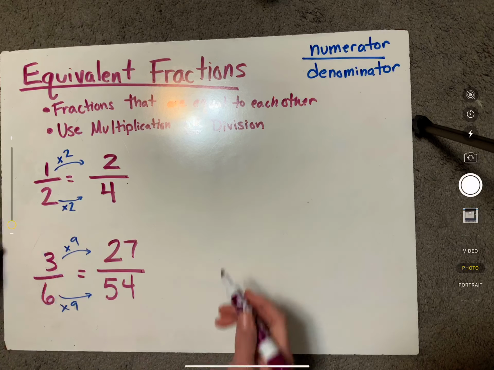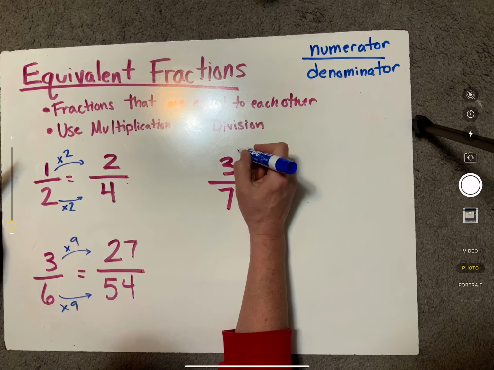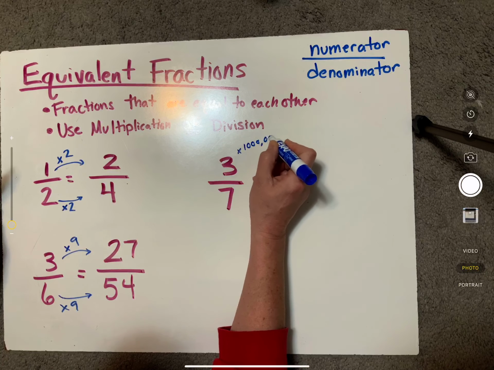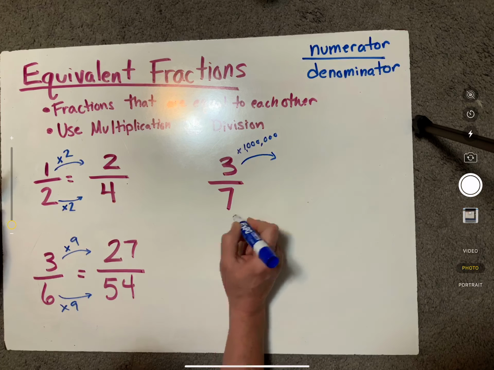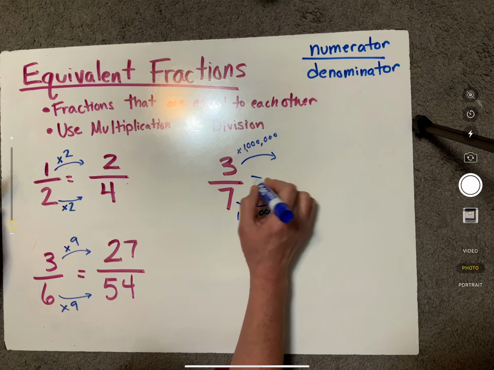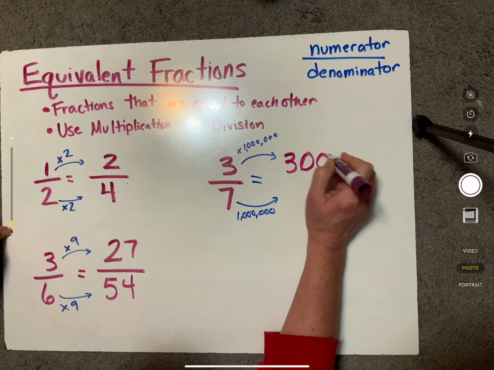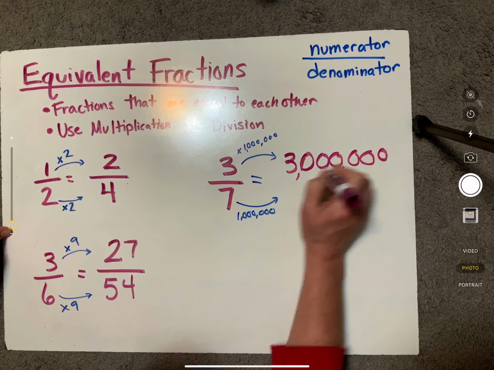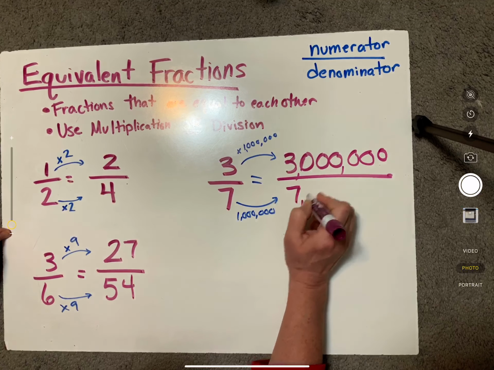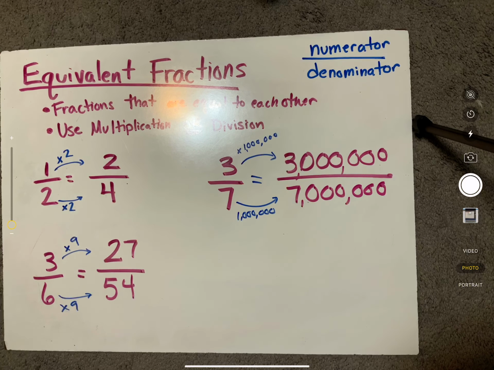I could even choose 1,000,000. If I had 3/7, I could multiply both of these by 1,000,000 and get an equivalent fraction. So 3 times 1,000,000 would be 3,000,000, and 7 times 1,000,000 would be 7,000,000. So 3,000,000 over 7,000,000. Holy cow, that is gigantic. So you can multiply it by anything.